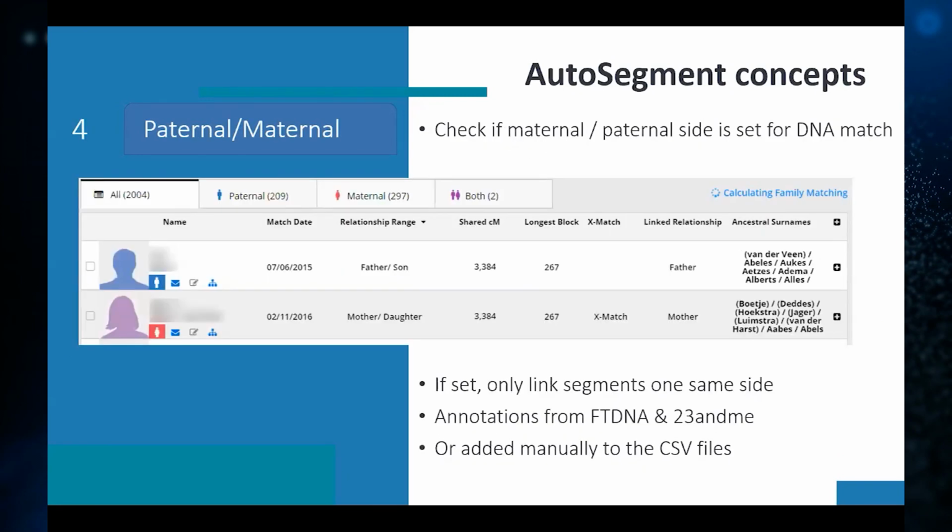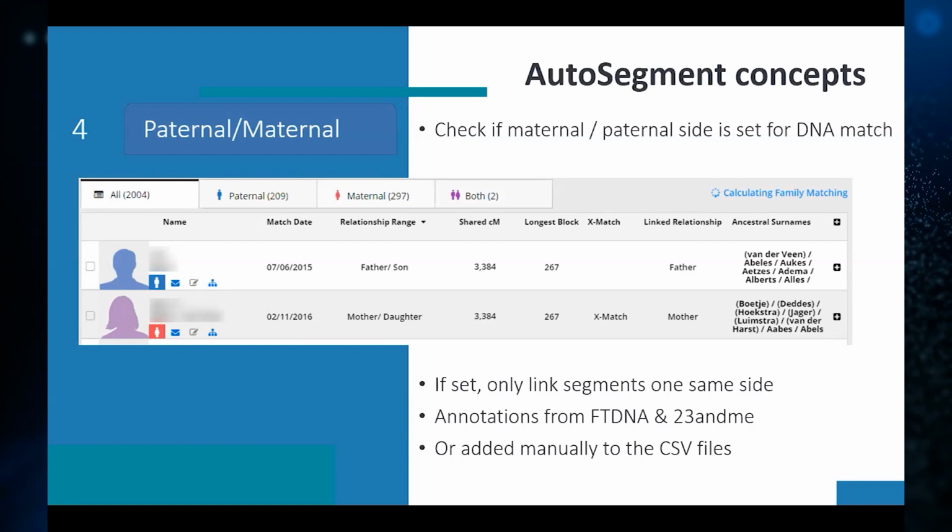However, we also check if they are on the same side, if this information is available. Sometimes if you've tested close relatives on FamilyTreeDNA or 23andMe, you get information about the paternal or maternal side. This is information from my FamilyTreeDNA because I've tested both my parents. I also get information about matches that are from one side or the other. So if this information is available, it will only link segments that are on the same side: only paternal with paternal or maternal with maternal. This is information for FamilyTreeDNA and 23andMe.